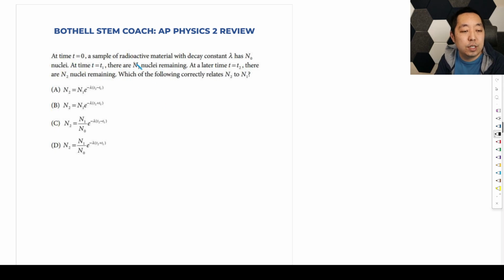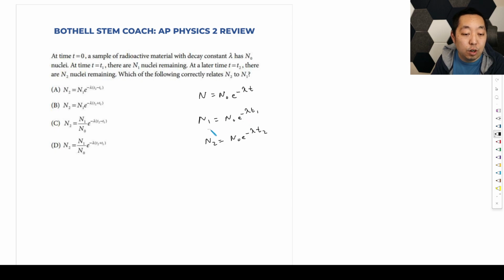So at time t equals 0, a sample of radioactive material with decay constant lambda has n0 nuclei. At time t equals t1, there are n1 nuclei remaining. At a later time t2, there are n2 nuclei remaining. Which of the following calculates n2 to n1? So n is going to be n0 e to the negative lambda t. Then we know n1 is n0 e to the negative lambda t1, and n2 is n0 e to the negative lambda t2. So we want to solve for n2 in terms of n1.